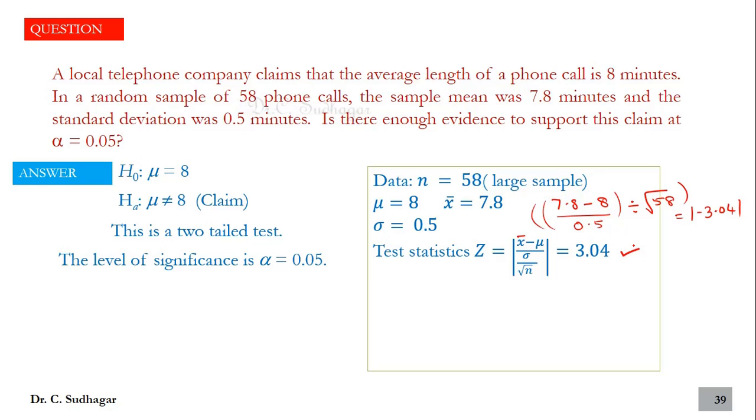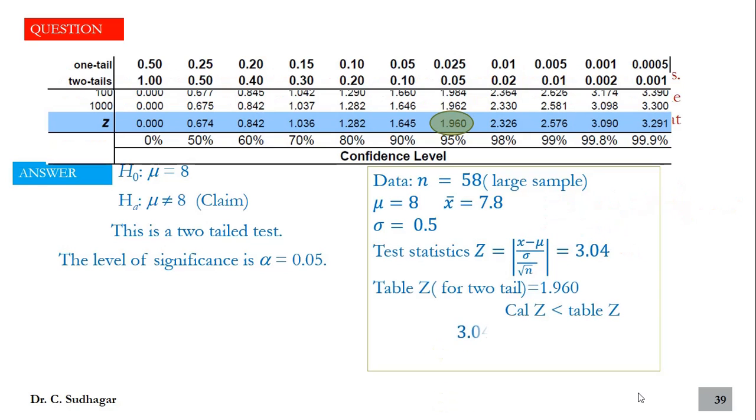Now we want to make a conclusion. So this is a two-tailed test. When we have a two-tailed test, we have to check this two-tail line. Alpha is equal to 0.05, so from this column, 1.960 is the table value for us.